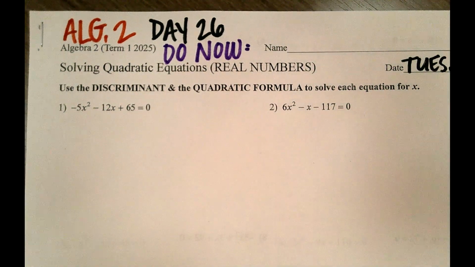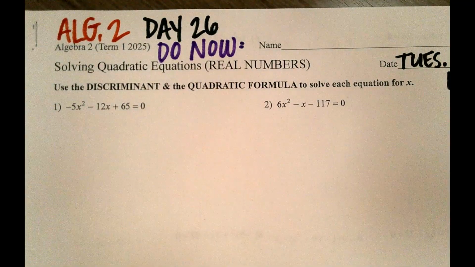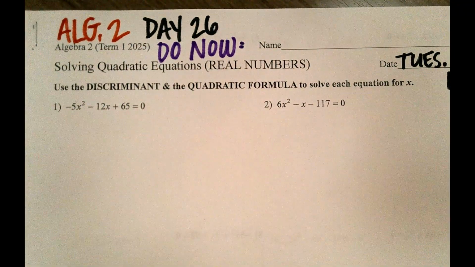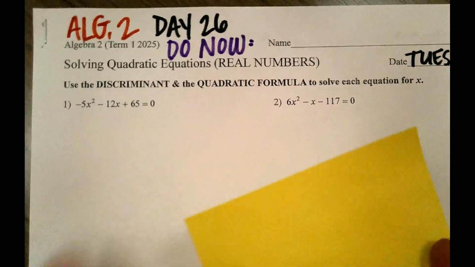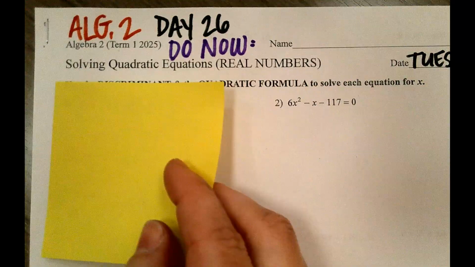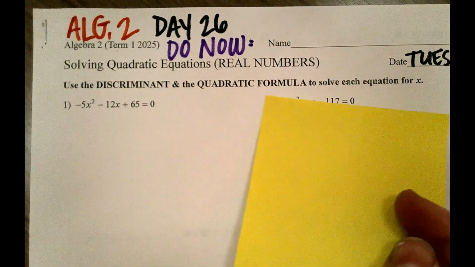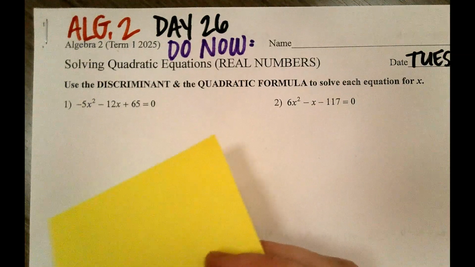It is day 26 in Algebra 2, and for our do now today, we are going all the way back to Unit 1 to review some things we haven't looked at in quite a while. I gave you this worksheet, solving quadratic equations, real numbers, and the directions say to use the discriminant and the quadratic formula to solve each equation for x.